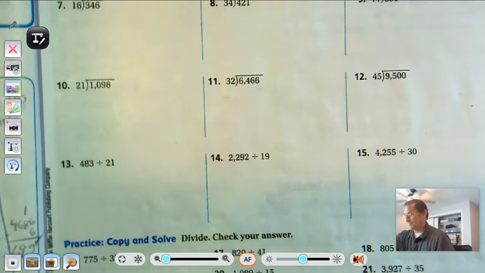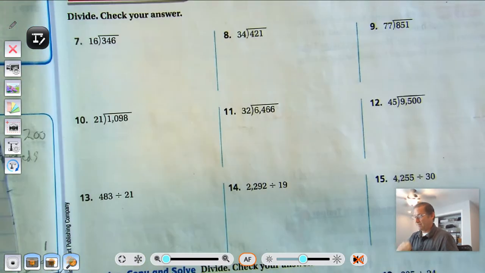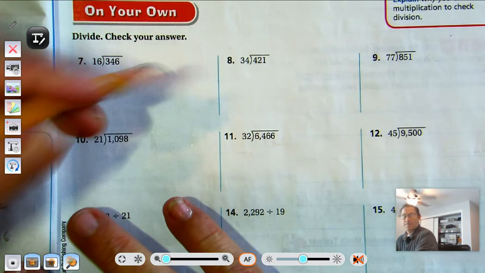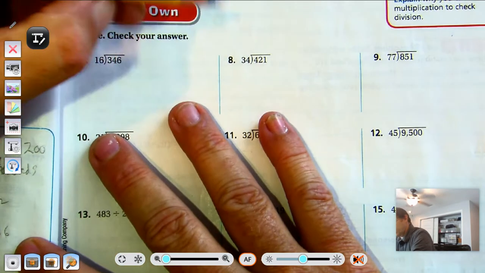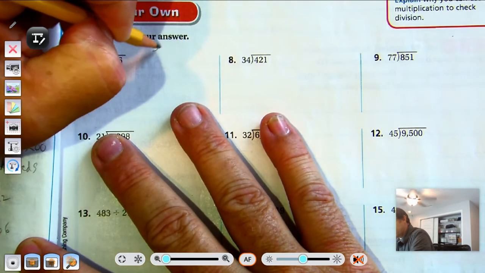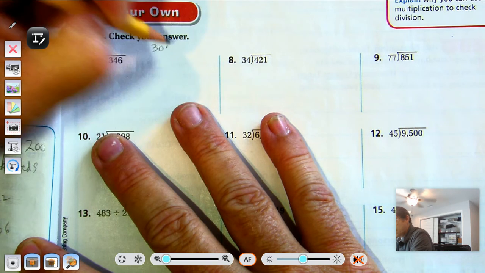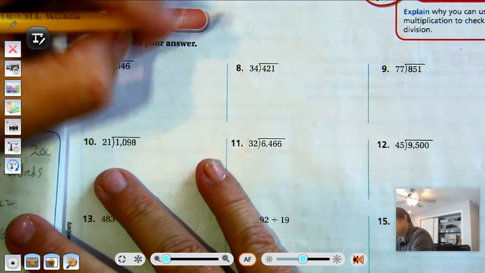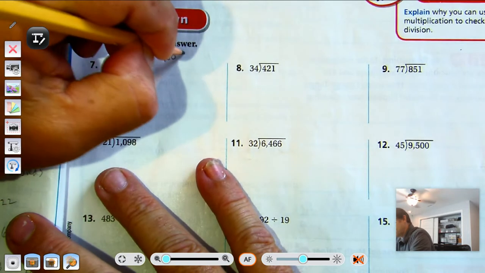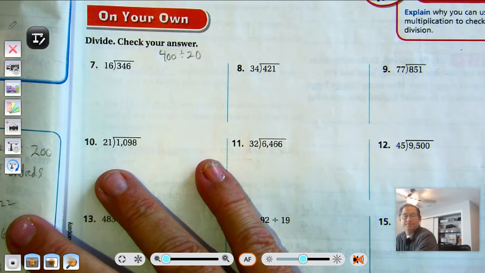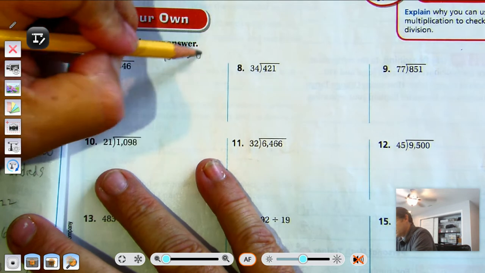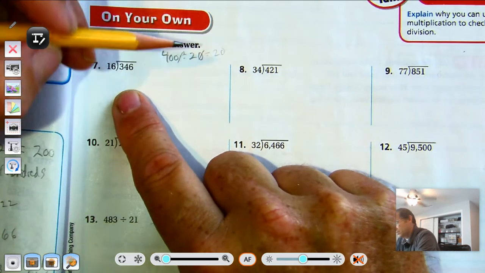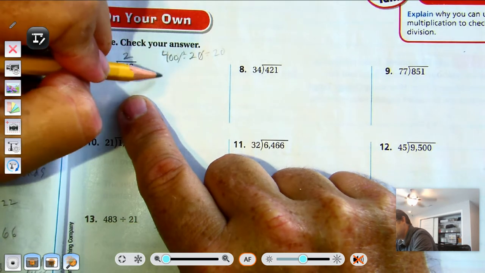Right, number 7. Divide and check your answer. Number 7. So 346 divided by 16, my estimate would be 400 divided by 20. Cross off the end zeros, and we get an answer that's close to 20. So let's try 16 times 2.